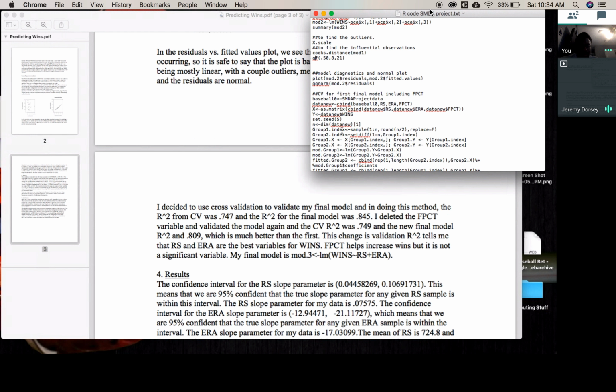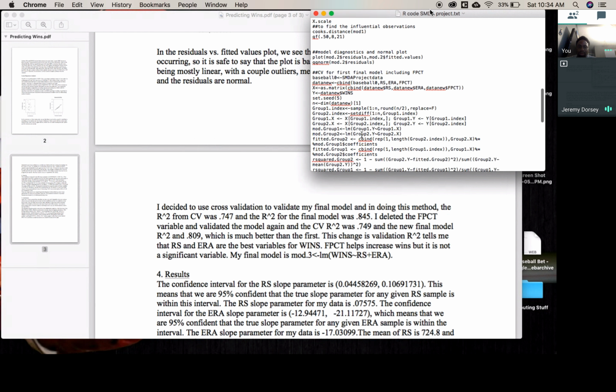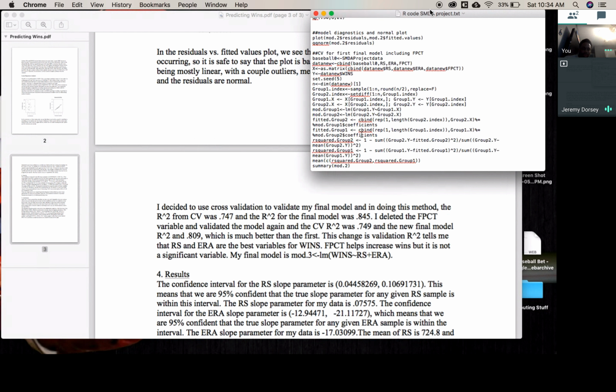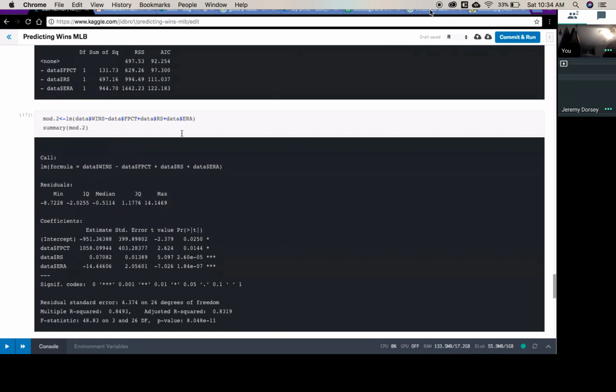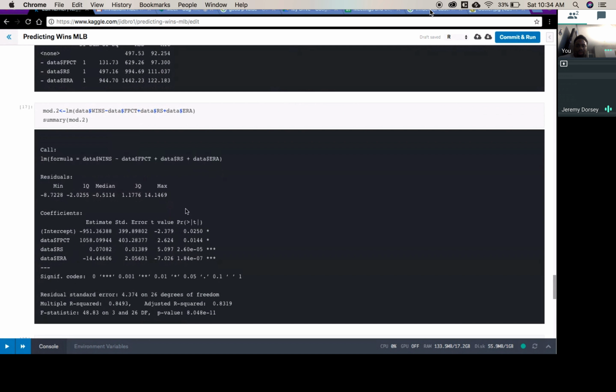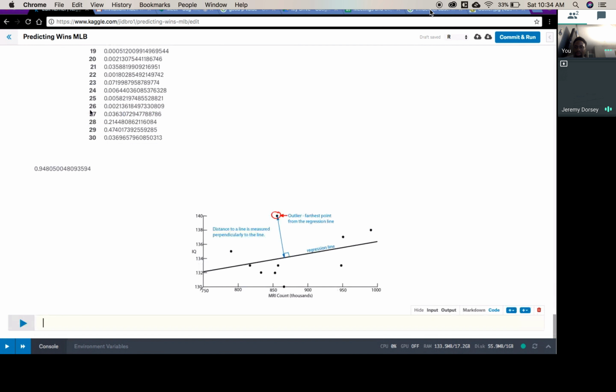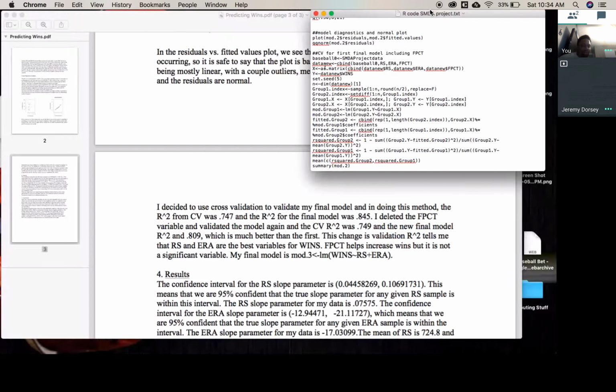Awesome. So we're back. Next, we're going to work with cross validation, which is essentially validating our model. In the last video, you saw that we had a second model, which I called mod.2, just predicting wins using fielding percentage, runs scored, and ERA. So now we're going to do some cross validation, which is just a bunch of code.